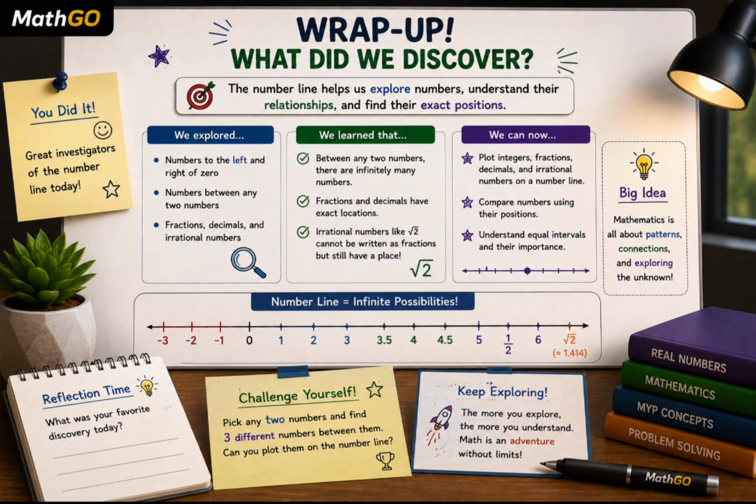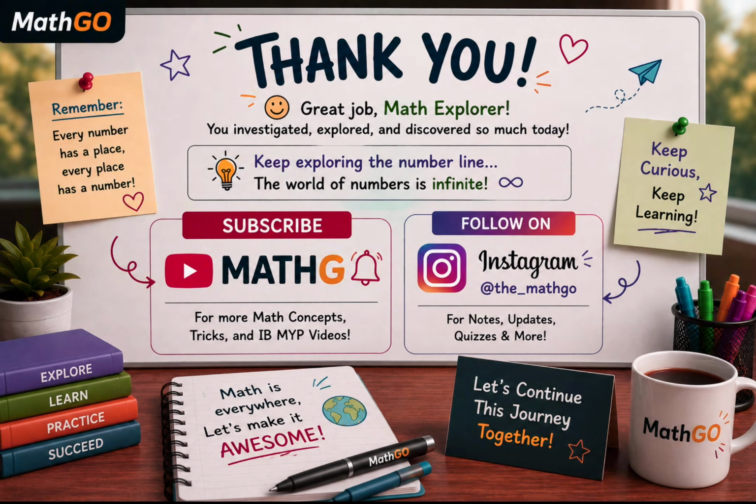So now we can answer our original question. Is a number line just a line? No, it is a mathematical model. A model that helps us see relationships that might be difficult to understand using symbols alone. And that's the end of a number line investigation. But remember one final idea. Every number has a place from -5 to 1/2 to 0.75 to root 2. Every real number belongs somewhere on the number line.